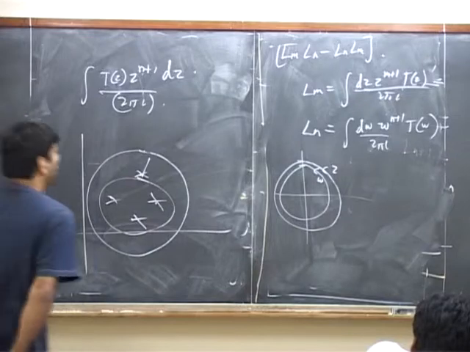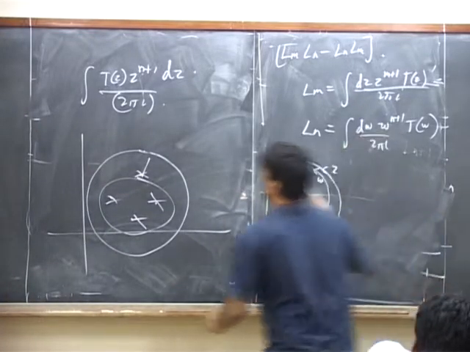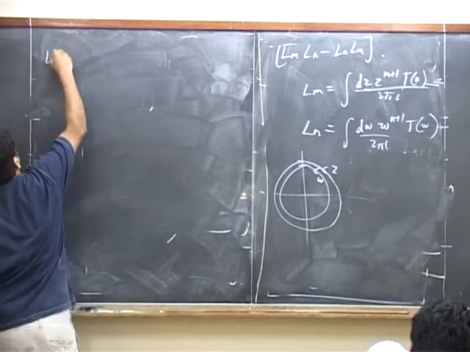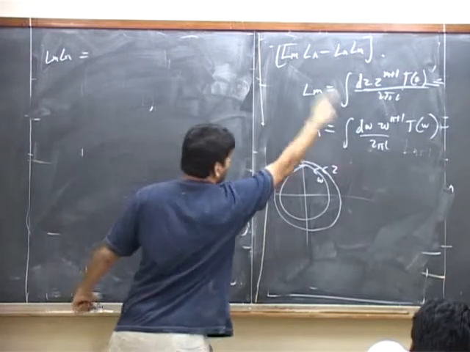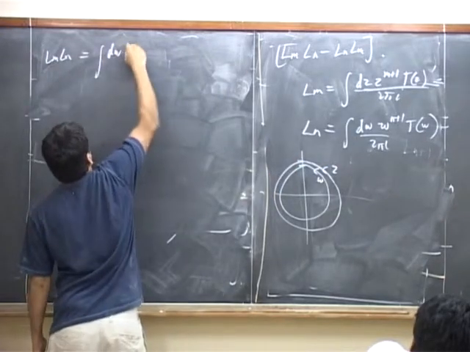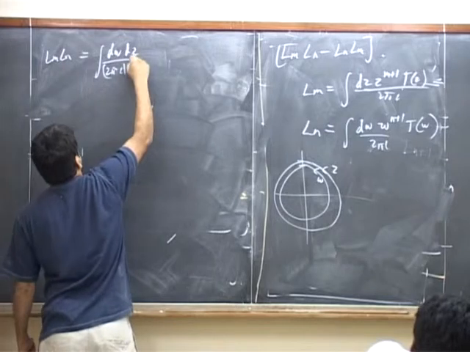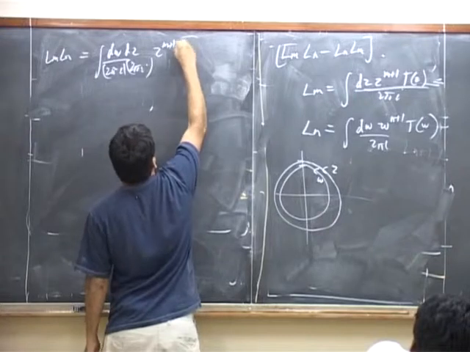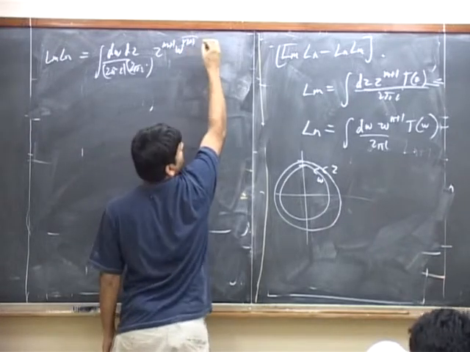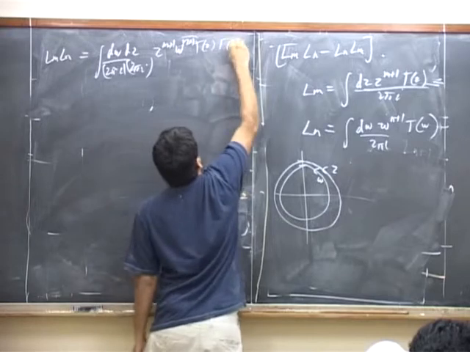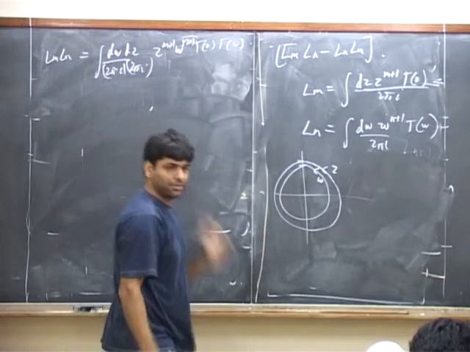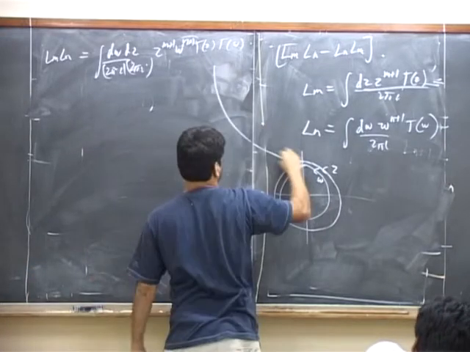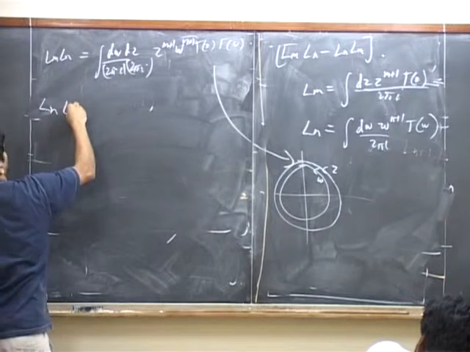Okay? So, let's make a final statement. Ln times Lm, the insertion of Ln times Lm is what? It is equal to the product of these two things, so dw dz by 2 pi i z to the power m plus 1 w to the power n plus 1 T of z T of w on this contour. Okay? On this contour.